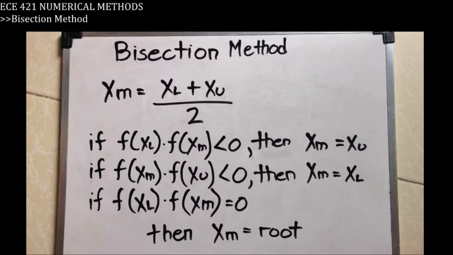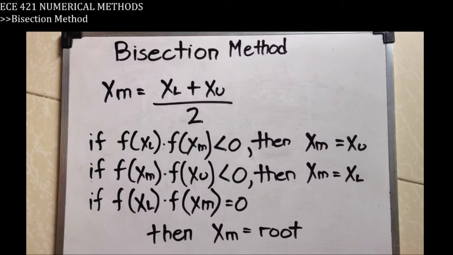Now we have here the formula to solve xm. Xm is equal to xl plus xu all over 2. To obtain xl and xu, the following conditions must be met. If the function of xl times the function of xm is less than 0, then the xm value will be the new value of xu.